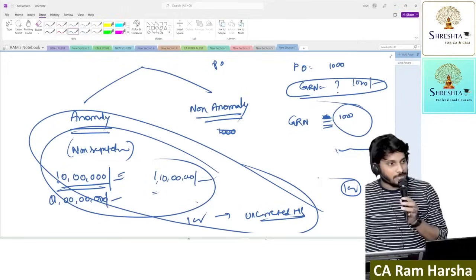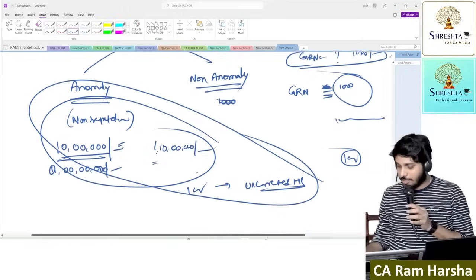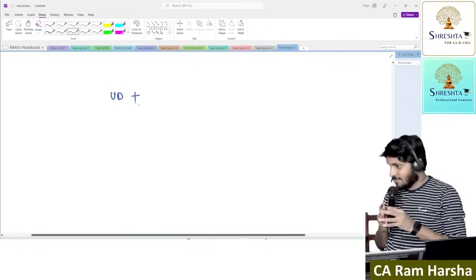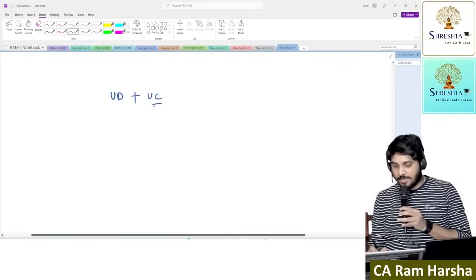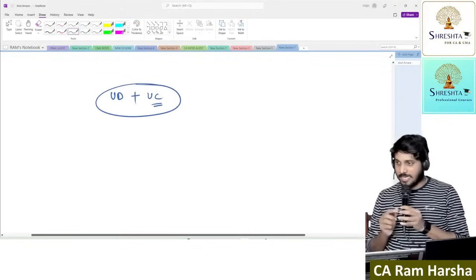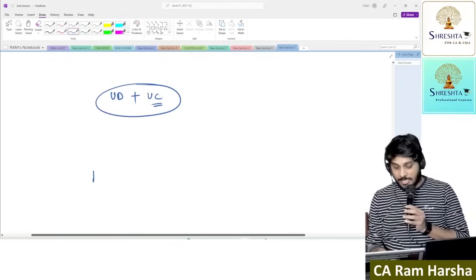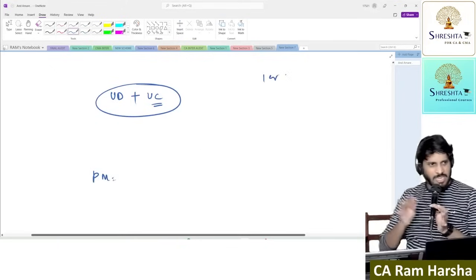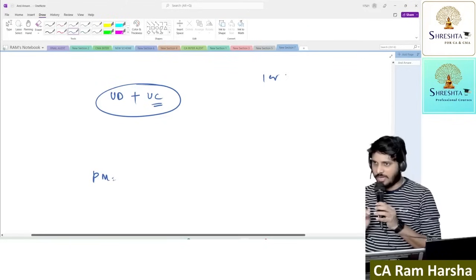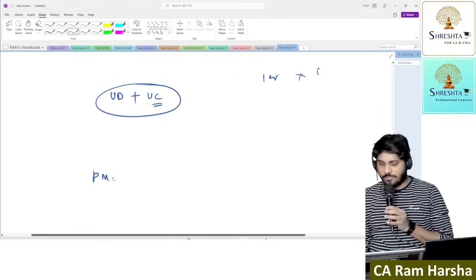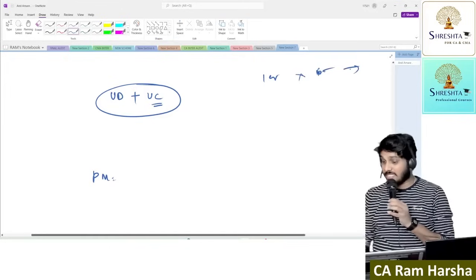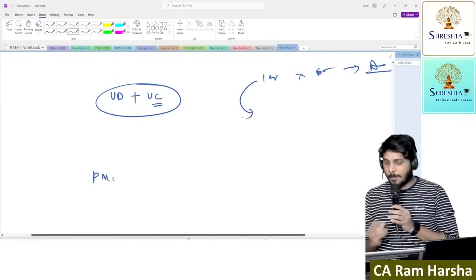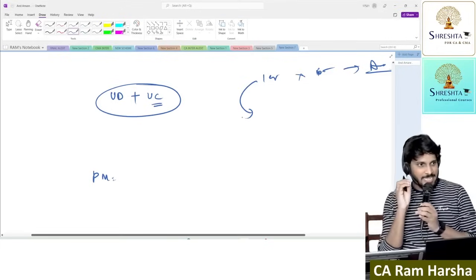Are you getting the point? Suppose tell me, when I project the mistake plus when I discover the actual mistake, undetected plus uncorrected. Getting it? I take performance materiality, actual materiality 1 crore. If total mistake crosses 1 crore, it's material misstatement. You have to give modified opinion. If it is 10 times of this, it is pervasive. We have to give adverse opinion. Getting it? Now here 1 crore is the total materiality level, right?